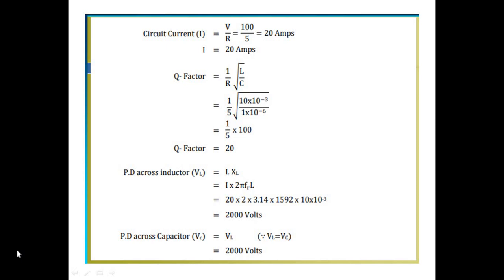Q factor is 1 by R root of L by C, which is 1 by 5 root of 10 into 10 to the power minus 3 divided by 1 into 10 to the power minus 6. Then the Q factor is equal to 20. Then potential difference across the inductor is I into XL. I is 20, 2 into 3.14 into 1592 into 10 to the power minus 3 gives 2000 volt. Potential across the capacitor is also 2000 volt.